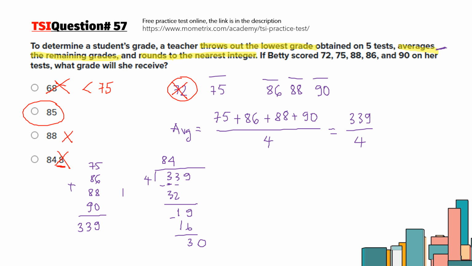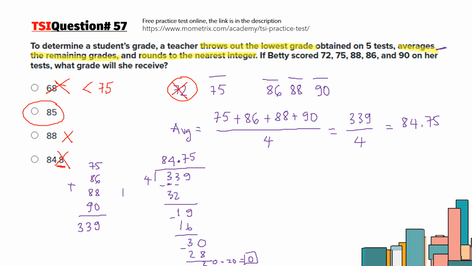Add one more 0, so we add the decimal. 30 divided by 4 is 7. 7 times 4 is 28. We take 30, subtract 28, and we have 2. Add one more 0. 20 divided by 4 is 5. 5 times 4 is 20, so subtract 20. The remainder is 0 now. So the result of the average is 84.75.